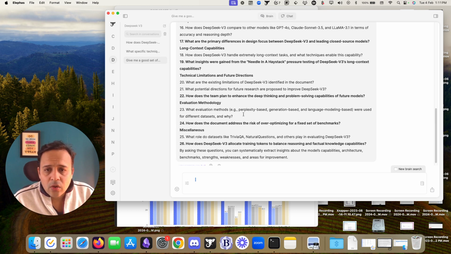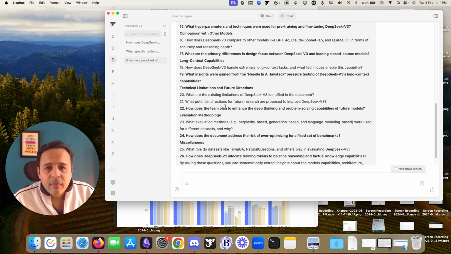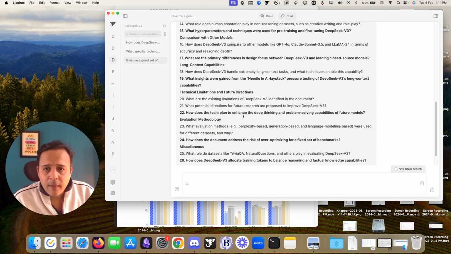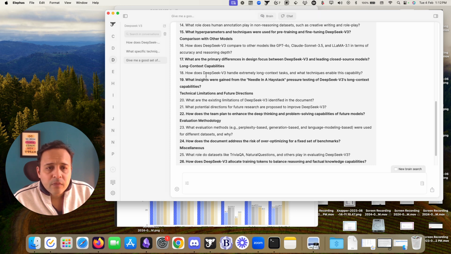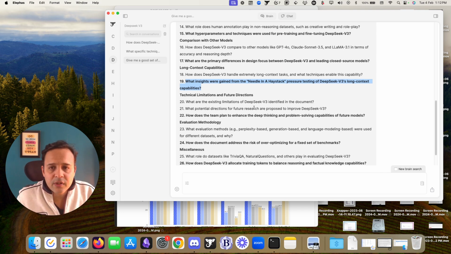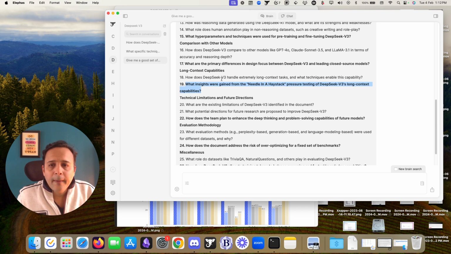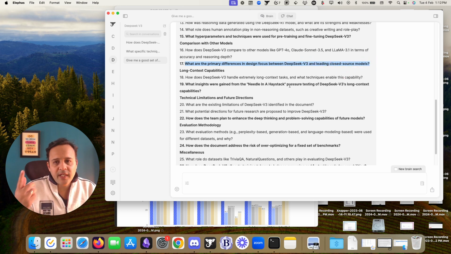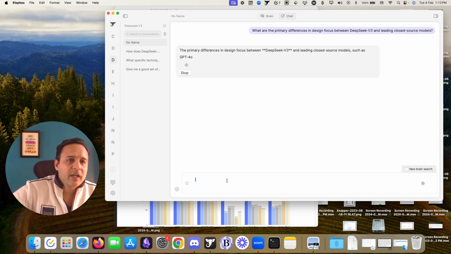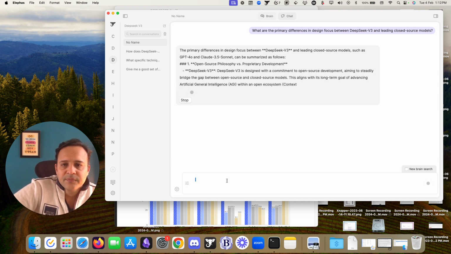Let me take a look. Let me see limitations, evaluation methods. And okay, what insights were gained from the needle in a haystack pressure testing of DeepSeek V3 long context? Okay, what are the primary differences in design focus? Because it spoke about design a lot, let's ask it a question about design differences as well. Right, design focus between DeepSeek V3 and leading closed source models.